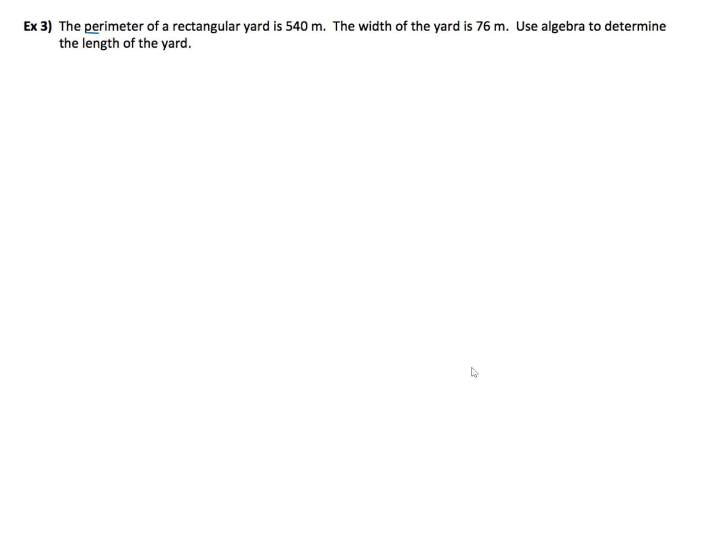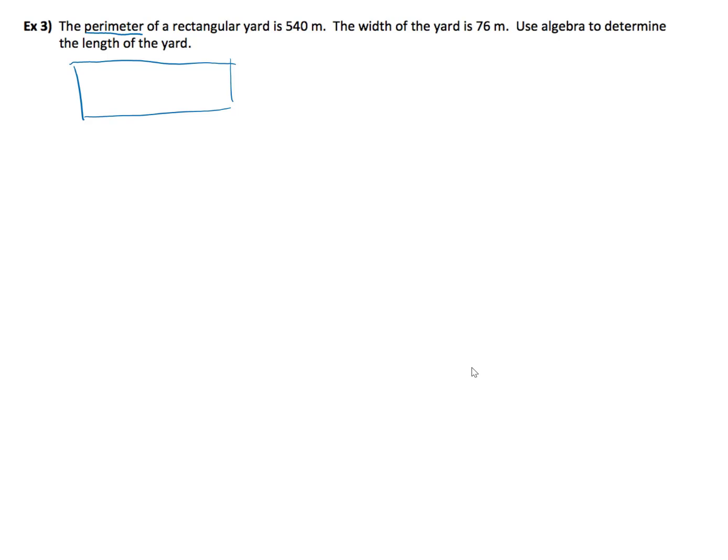The perimeter of a rectangular yard is 540 meters. The width of the yard is 76 meters. Use algebra to determine the length of the yard. Well, let's draw this out. It looks like a rectangle. Doesn't have to be super artistic.